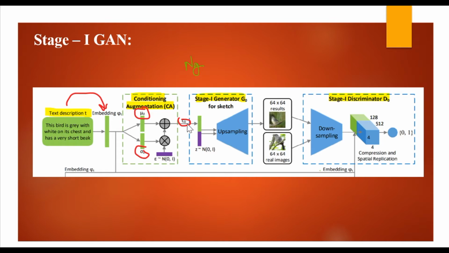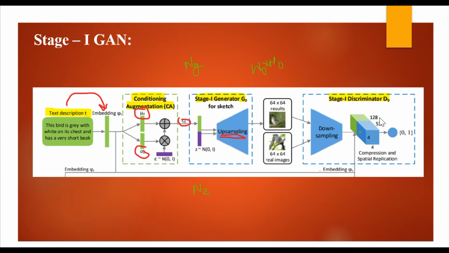Alright, so this ng dimensional vector is concatenated with a noise vector of dimension nz, and the resultant vector is then fed to a series of upsampling blocks that are present in your generator, and this will generate a resultant image of resolution W0 by H0. And in our architecture diagram, this W0 and H0 is 64. That is why you have a 64 by 64 resultant image, right?